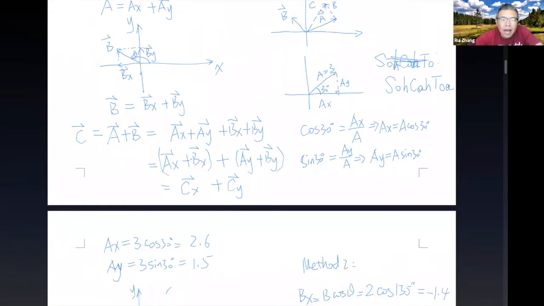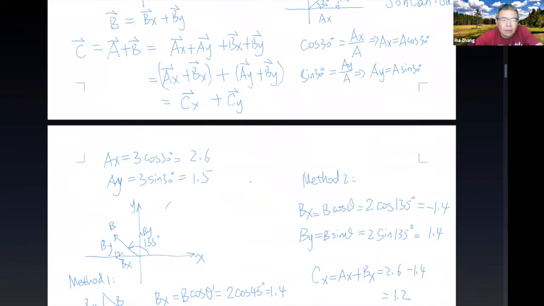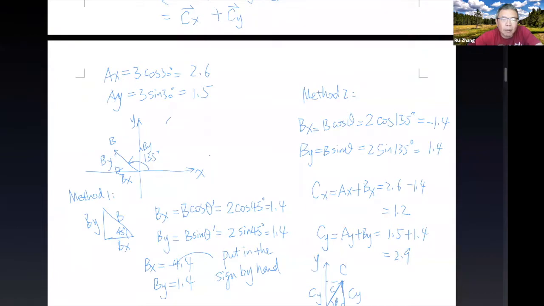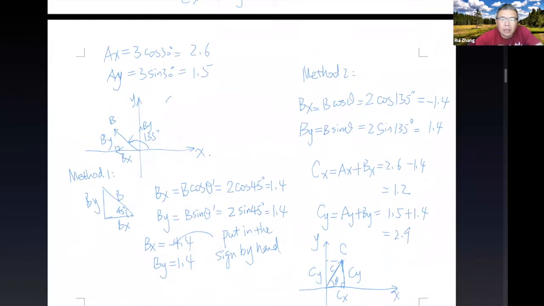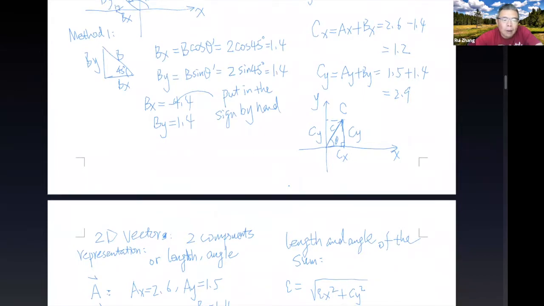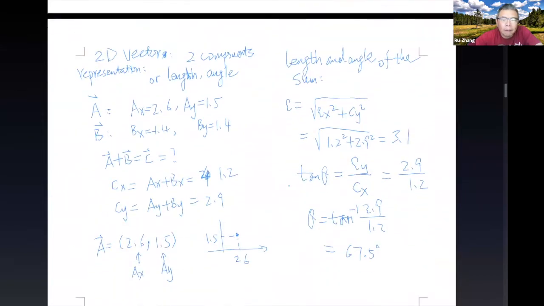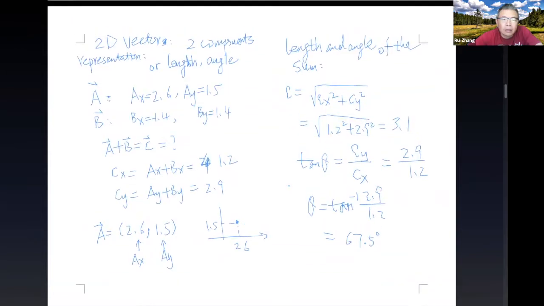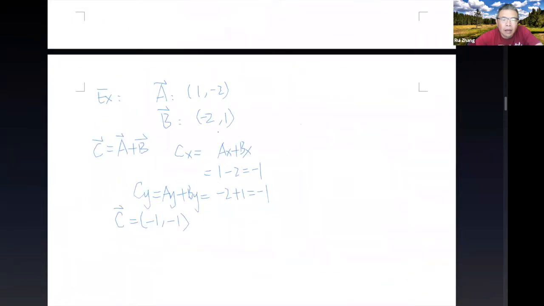Okay, cx is just ax plus bx, and cy is just ay plus by. So we did an example here, as you can see. And then we also did an exercise toward the end, right? So that's what we did so far.